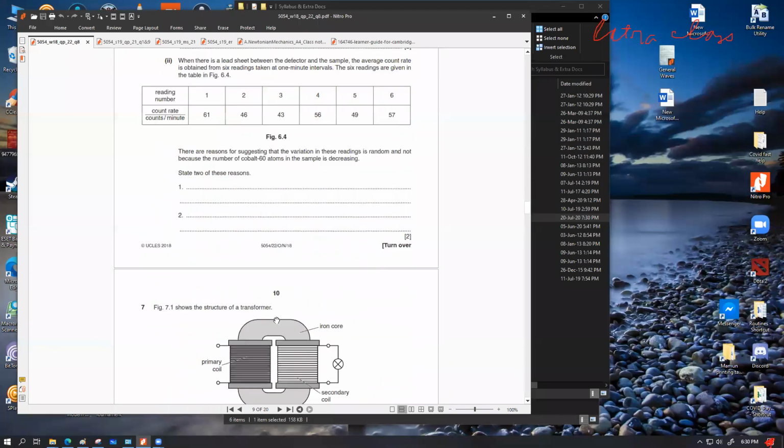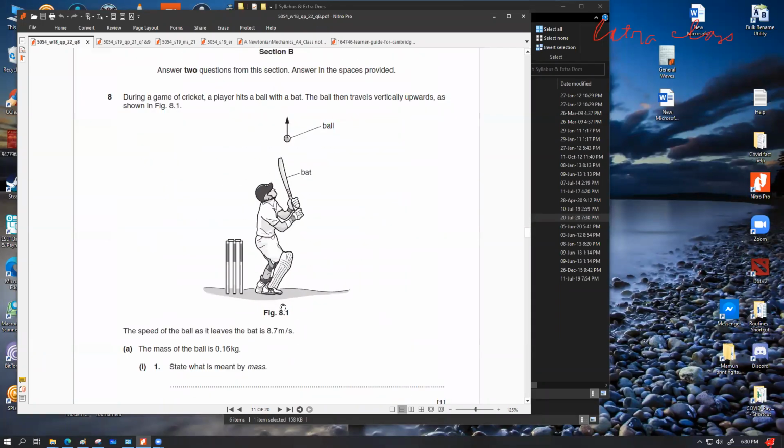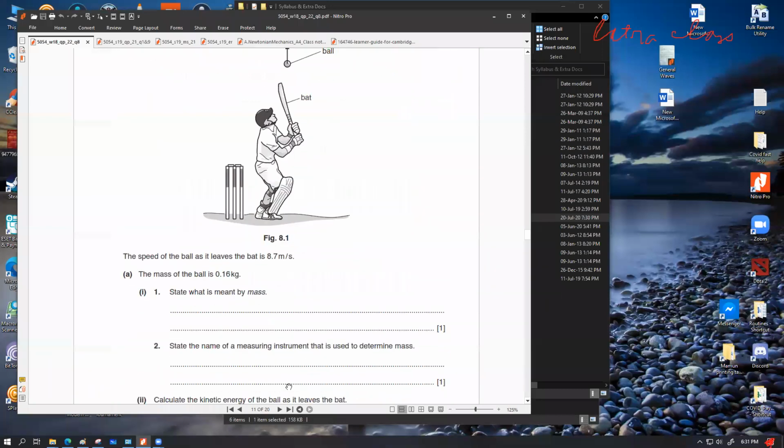So yeah, question number 8, let's have a look and see if we can solve this with utter certainty. What is happening here? During a game of cricket, a player hits the ball with a bat. The ball then travels vertically upwards as shown in figure 8.1. The speed of the ball as it leaves the bat is 8.7 meters per second. The mass of the ball is 0.16 kg. State what is meant by mass. State the name of a measuring instrument that is used to determine the mass.